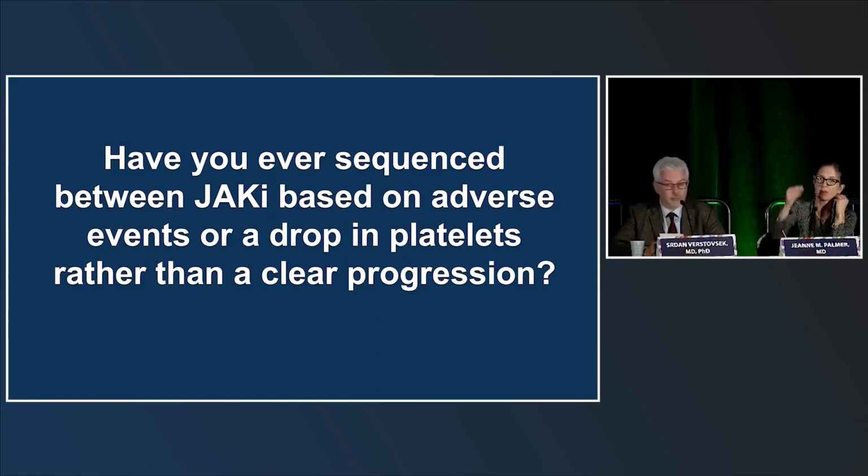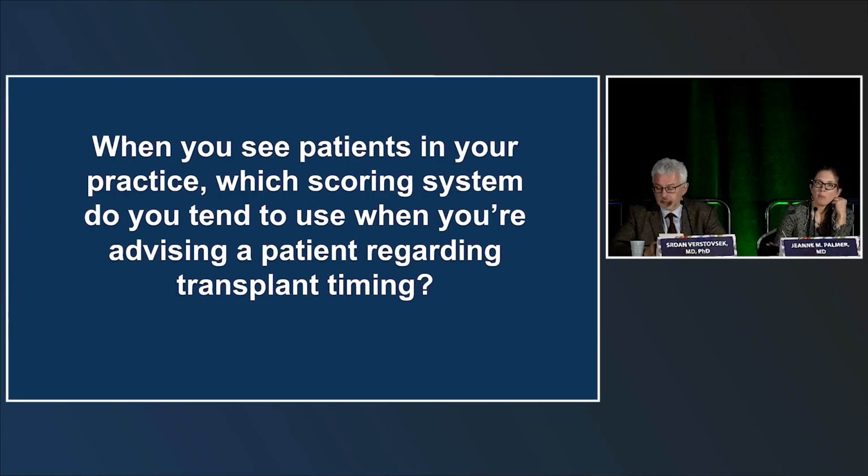Okay, great. I see we have a question in the audience. When you see patients in your practice, which scoring system do you tend to use when you're advising a patient regarding transplant timing? A lot of times patients come in saying that on one scoring system they are low risk and on another one they are high risk, like the last case you showed. So what kind of a discussion do you have and how do you make decisions based on the scoring system?